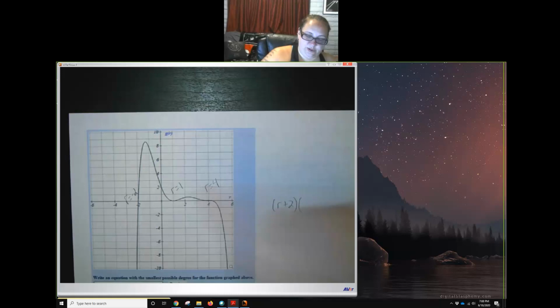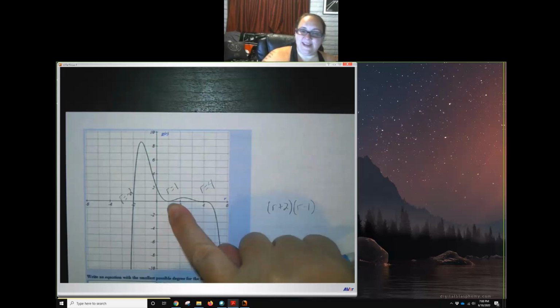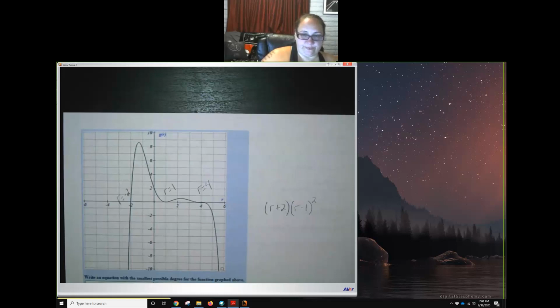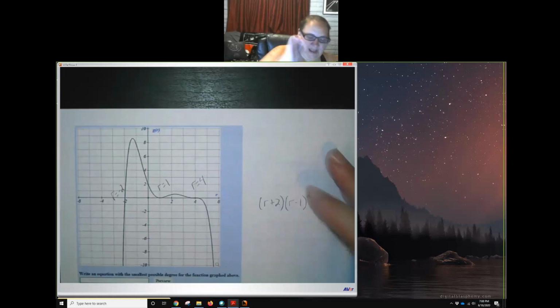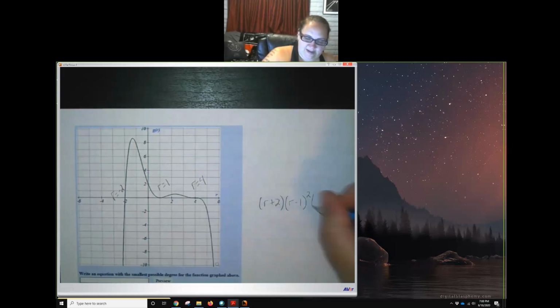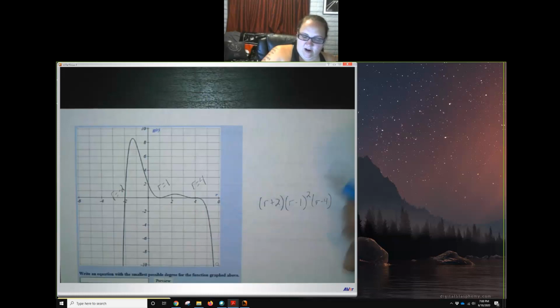R equals 1 means that we have a factor at r minus 1. And since that bounces at r equals 1, I have a degree of 2. And then with r equals 4 as my last zero, that means I have r minus 4 as a factor. And since it curves at r equals 4, that means that r minus 4 has a degree of 3.